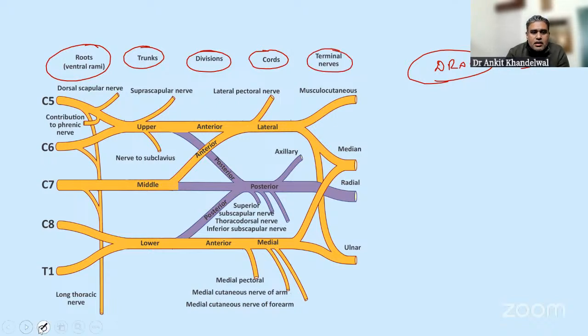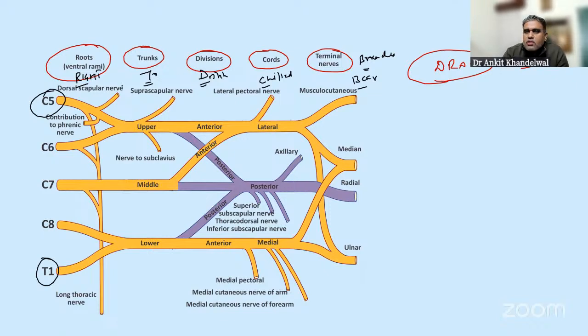Mnemonic we have done in detail. Right to drink chilled beer. Right to drink, a slightly funny mnemonic, but yeah. Right to drink, C for chilled. And this is actually the terminal nerves or branches over here. So branches we say beer. Right to drink chilled beer. So root, trunk, division, cords and branches. It ranges from C5 to T1, and then you have all these images.